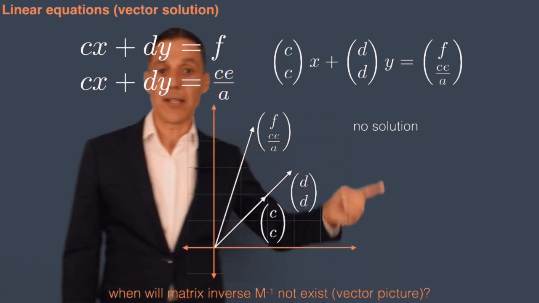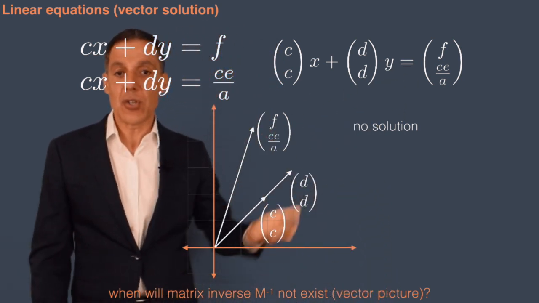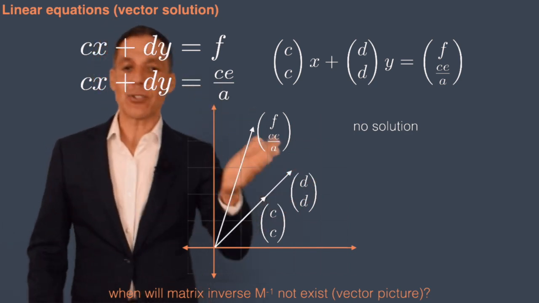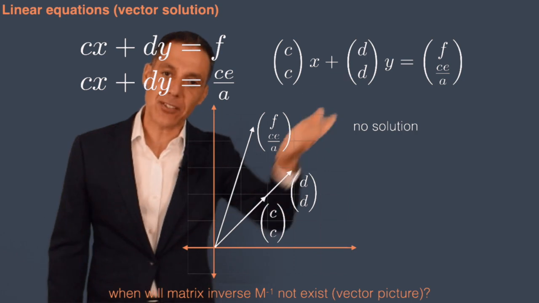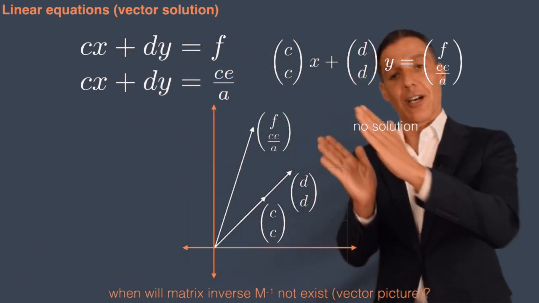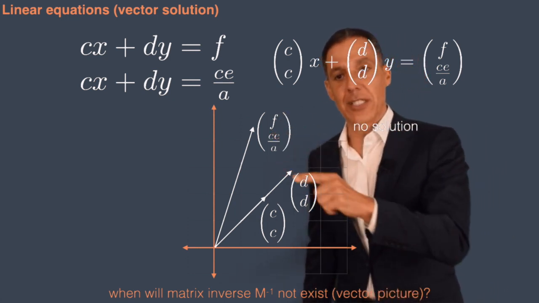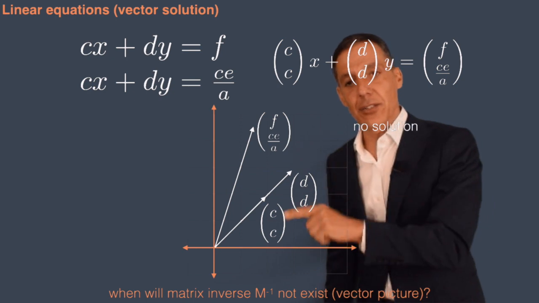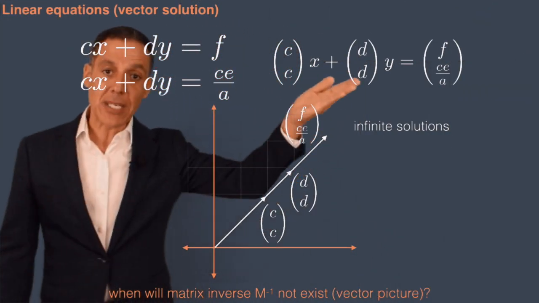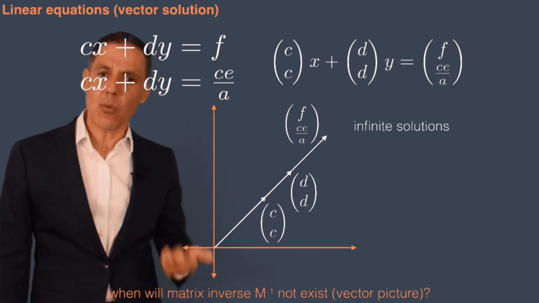Well, I don't know. It depends. If that vector is somewhere out here, well, then there's no way of scaling those two vectors and getting outside of this linear space that I live in. And that's the case when there's no solution. That's the equivalent of two parallel lines, when f over c, a over d is not a linear combination of those two things. And if it happens to be that it lies along the line, well, then I have an infinite number of solutions. Well, why?